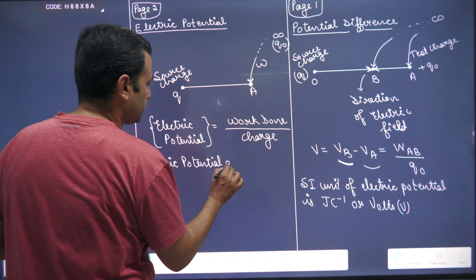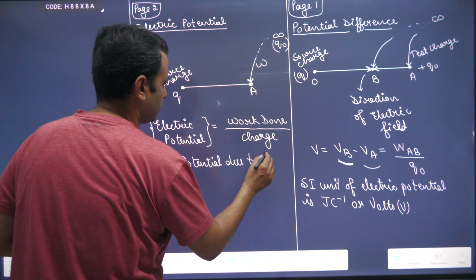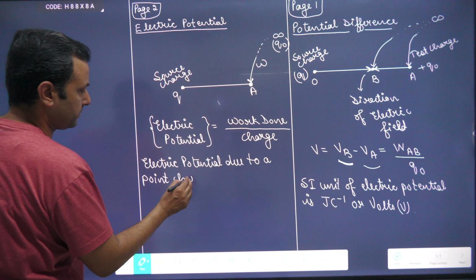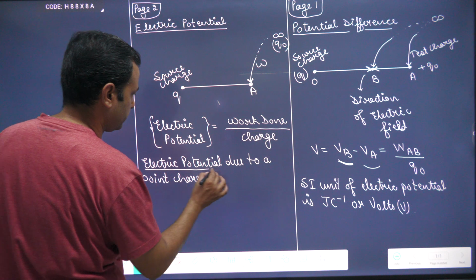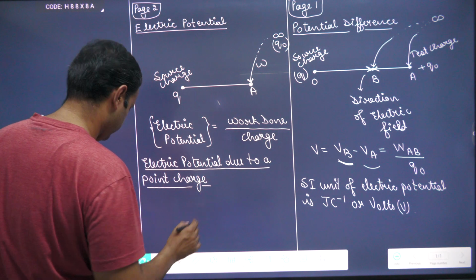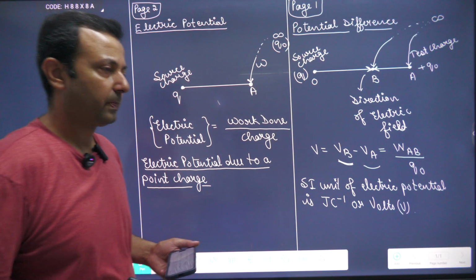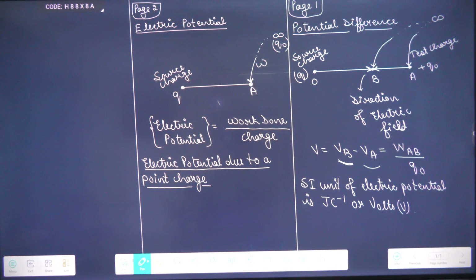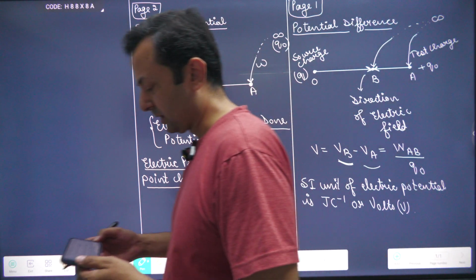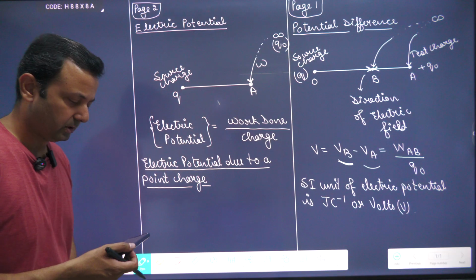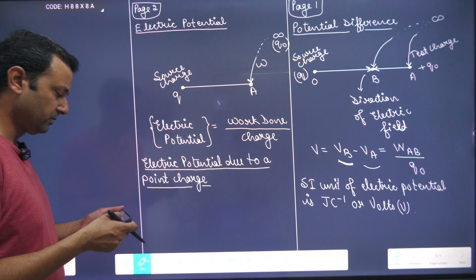Electric potential due to a point charge. Consider a positive point charge small q placed at the origin O. We wish to calculate its electric potential at a point capital P at distance small r from it, as shown.